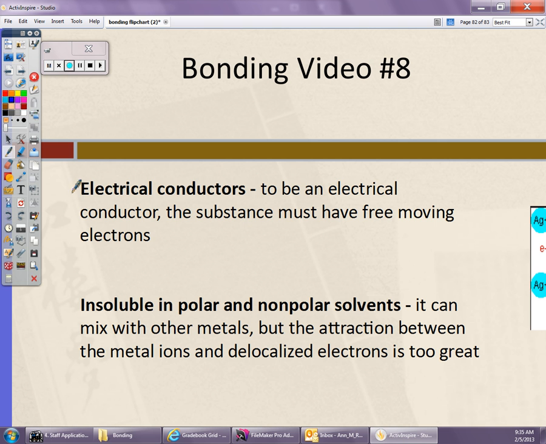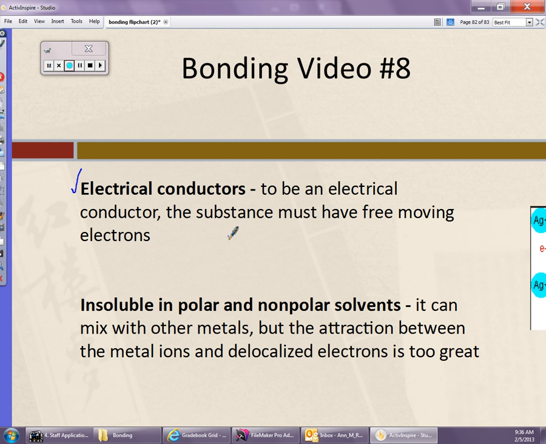Metals are also going to be good electrical conductors. This means electricity can flow through them. In order for electricity to flow through anything, it has to have free moving electrons. Metallic bonds are the perfect example of this. They're also going to be insoluble, meaning that they won't dissolve in anything that's polar or non-polar.